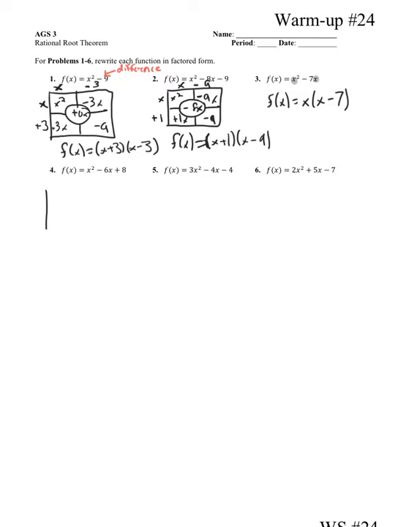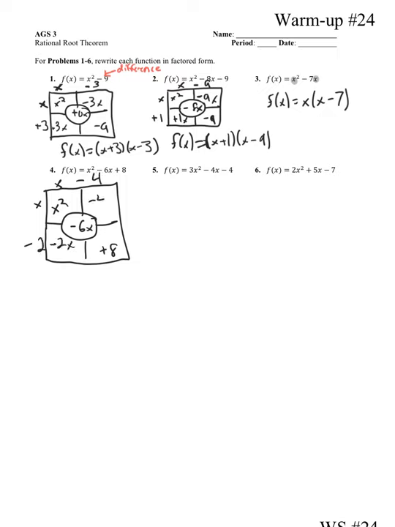Problem 4, set up that box method. It's a +8, so that means both the signs are probably going to be negative because it's a -6x in there. So the factors are 8 and 1. If I did -8 and -1, I'm going to end up with a -9 in the middle. So it's not going to be that. If I did 4 and 2, I'm going to get a -2x and a -4x, and that'll give me a -6x. So that's perfect. So it'll be 4 and 2.